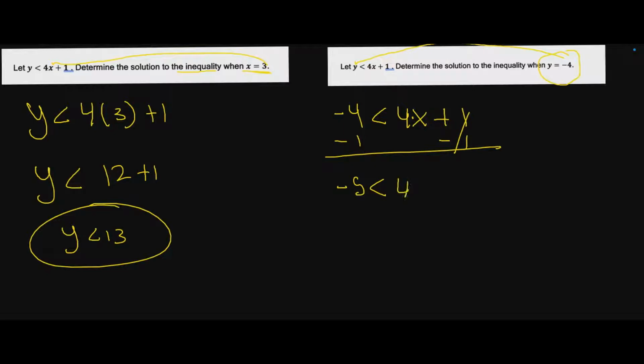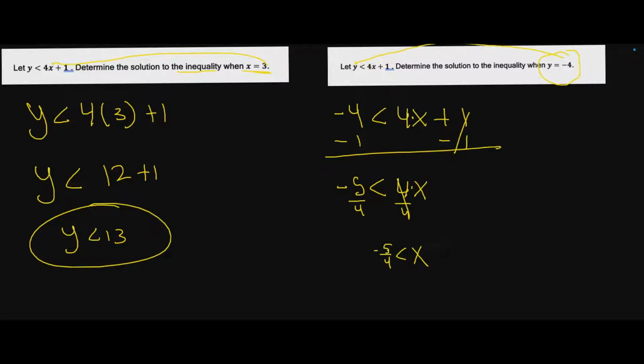So here, let y equal this. Determine when y is equal to negative 4. Notice I'm telling you to plug in the y value negative 4 into here. So negative 4 is less than 4x plus 1. So we subtract 1 on both sides. We always want to get rid of any addition or subtraction because we're solving for x now. And we get negative 5 is less than 4x. All we have to do now is divide by 4. Opposite of multiplication is division, and we get x is greater than negative 5/4. You can use your calculator for that if you wanted to, but this is fine.